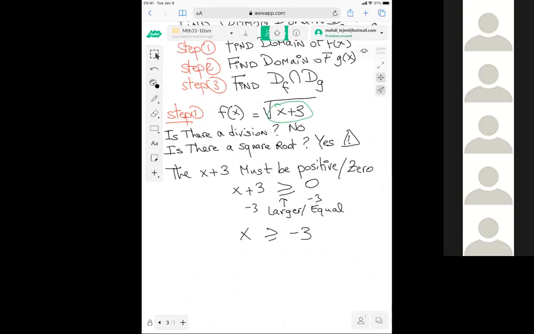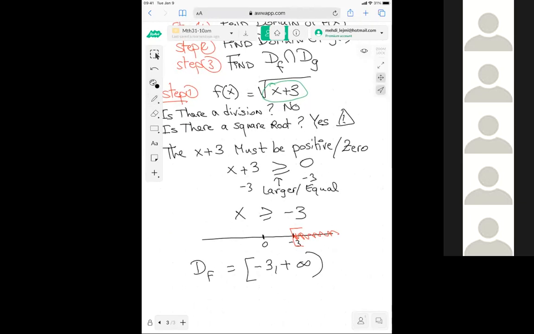So then my domain of f: here's zero, here's negative 3. So the domain of f would be any number larger or equal to negative 3. So the domain of f would be negative 3, included, to positive infinity, right? So that's the answer for step one, the domain of f. Is there any question about the domain of f?